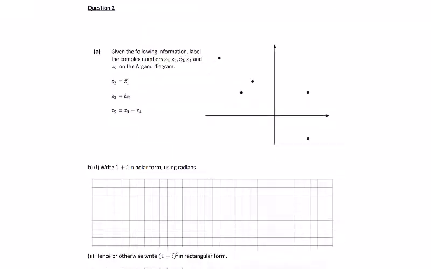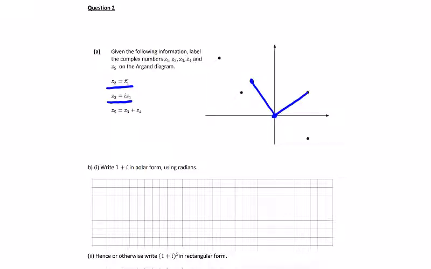Question 2 is a complex number question. We're given these 5 complex numbers and we're given some information about them, and we have to label them. Z2 is equal to the conjugate of Z1. Z3 is equal to I times Z1. Well, that's a rotation of 90 degrees through the origin, so it has to be this one going to the origin and then rotating 90. My eye line, it looks like that one there.